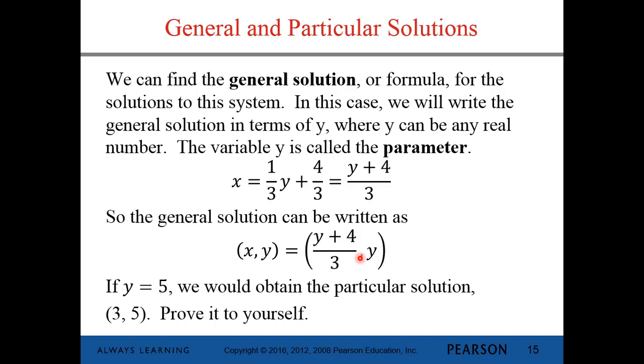Now, if we wanted a particular solution, then we would just choose a value for y, and then use that value to find out what value of x would be the corresponding value. So for example, if y is 5, well, that means this is going to be 9/3 or 3. So the particular solution would be (3, 5).